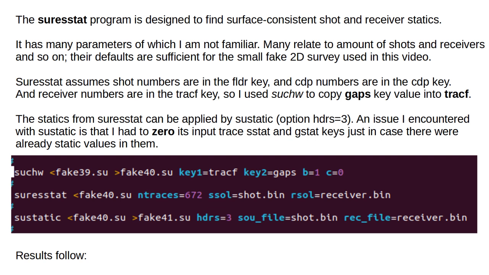SU res stat assumes shot numbers are in the FLDR key, CDP numbers are in the CDP key, and receiver numbers are in the TRACK F key. So I used SU change header word to copy GAPS key value into TRACK F. The statics from SU res stat can be applied by SU static, option headers equals 3. An issue I encountered with SU static is that I had to zero its input trace sstat and gstat keys, just in case there were already static values in them. Results follow.